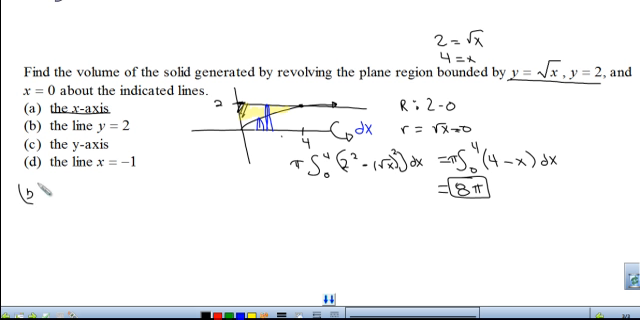For part B, we're going to rotate about the line y equals 2. So we are going to rotate this way. So we're still going to have a dx, but this time we're going to have a washer like this.